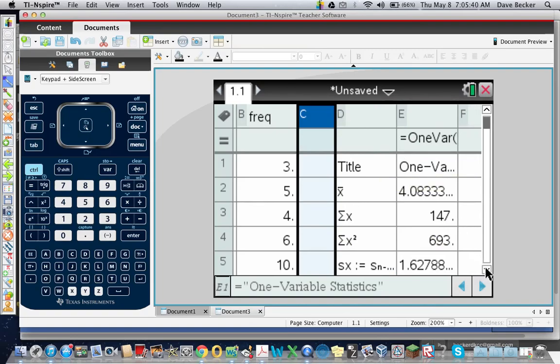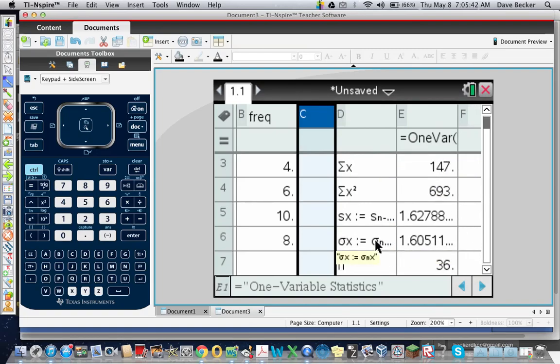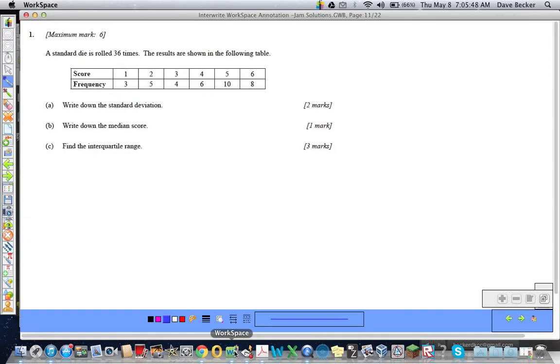I needed the standard deviation. You always use the sigma. So my standard deviation is 1.61. So I am going to write that down. 1.61. Write down the median score.